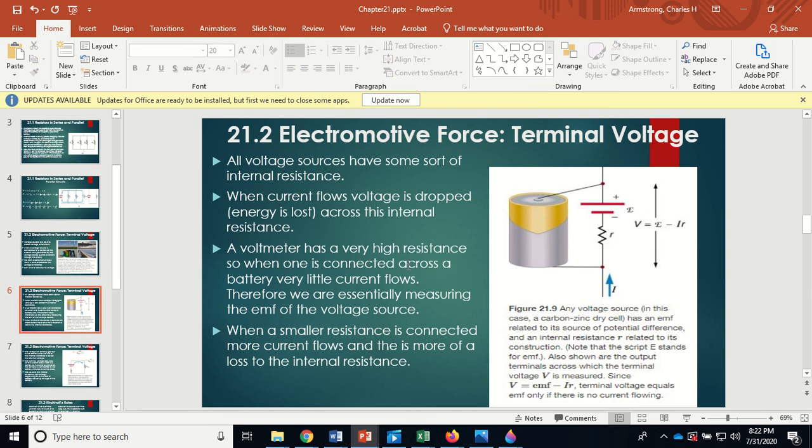Okay, so when a smaller resistance is connected, more current flows and there is more of a loss to the internal resistance. The smaller the load, the greater the current that's going to flow through that internal resistance, and then V equals I times R. That's going to be your voltage drop. So the voltage you actually see at the terminal is equal to the EMF minus the current times the internal resistance. That's what you're going to get out of it finally, because you're going to lose some of it right here.